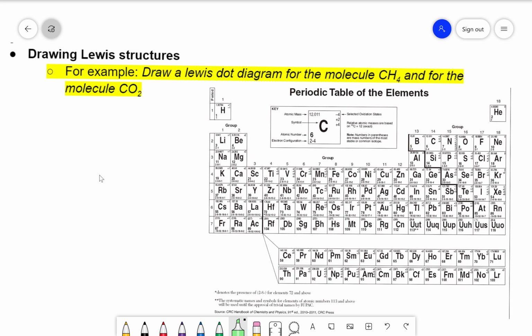So the question says, draw a Lewis dot diagram for a molecule of CH4 and for a molecule of CO2.